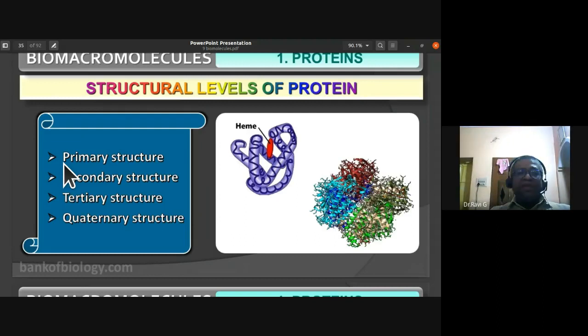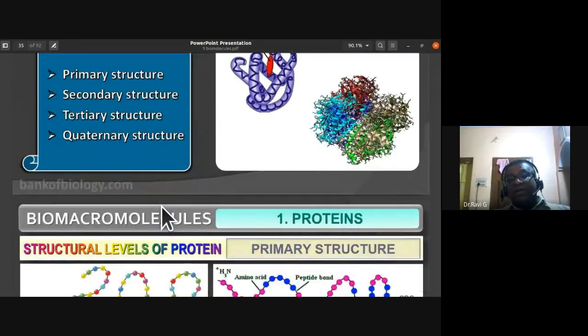On the structural level, proteins are of different types: primary structure, secondary structure, tertiary structure, and quaternary structure. Based on their structural level, proteins might have either primary or secondary structure, or they might have tertiary or quaternary structure.